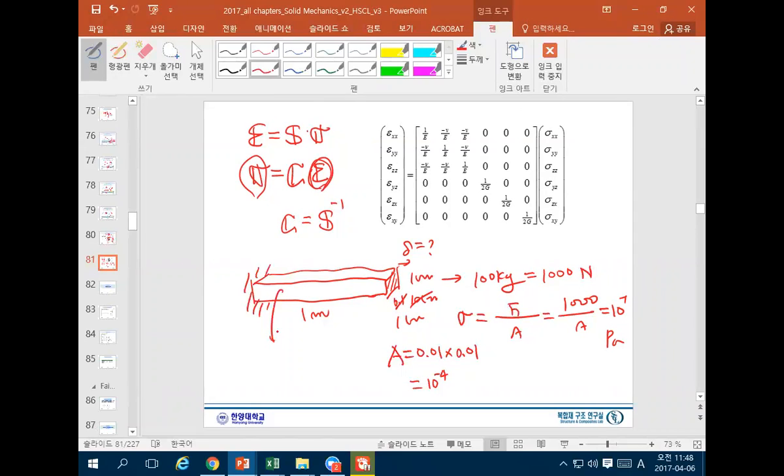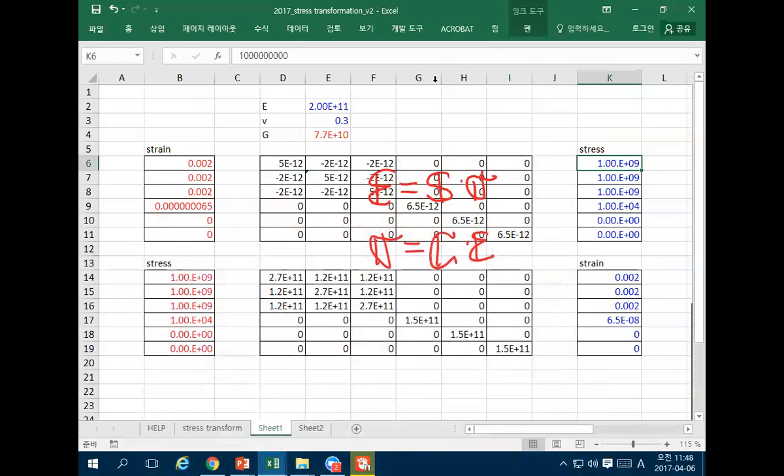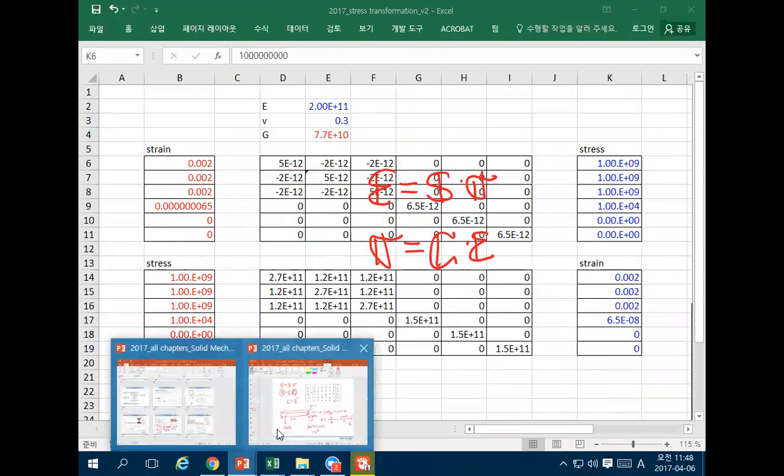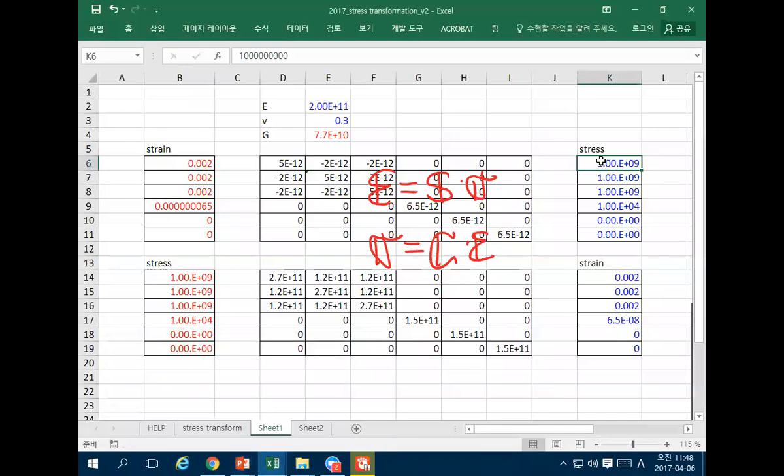And this is the steel. And let's say here, the steel bar, 200 gigapascal, this and that, and now stress. How much was the stress? 10 to the 7, right? Only 10 to the 7 is nonzero, and the others are all 0. And this is the strain you would observe. Very small.